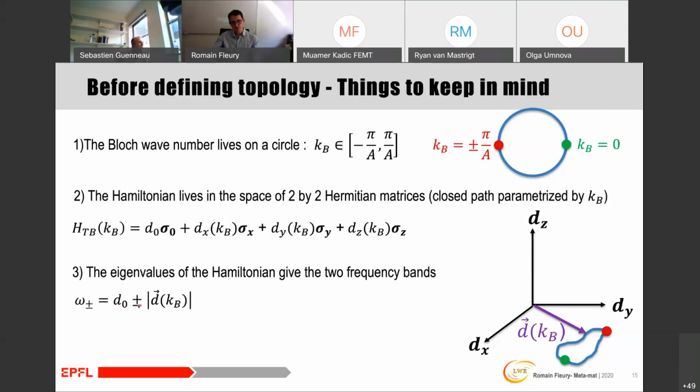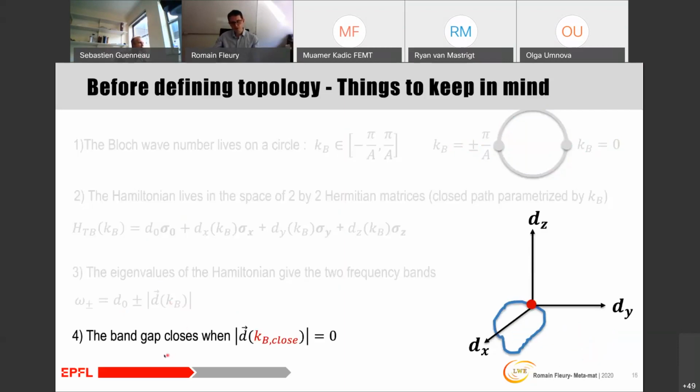Why? Because we see that in order to have a closed band gap, the norm of d has to vanish at a specific value of k Bloch. So it means that, and that's a very important property for the topology, the band gap closes when I find a value of the wave number that cancels the norm of this vector d. It means that at some value of k Bloch, I go to the center, to the origin of that space. So my closed contour in my space of matrices goes through the origin.